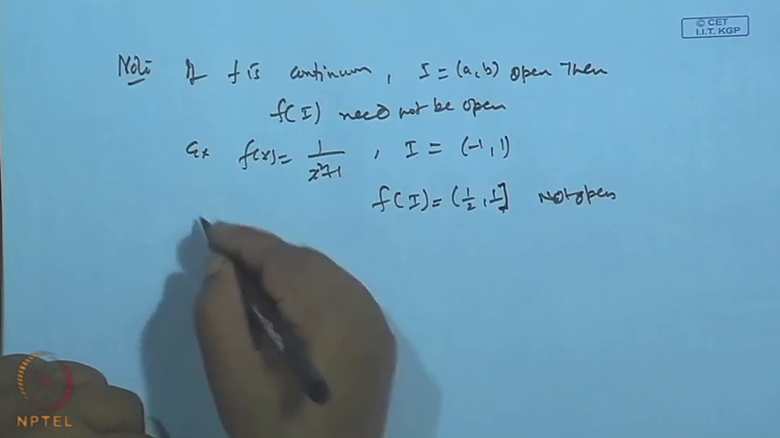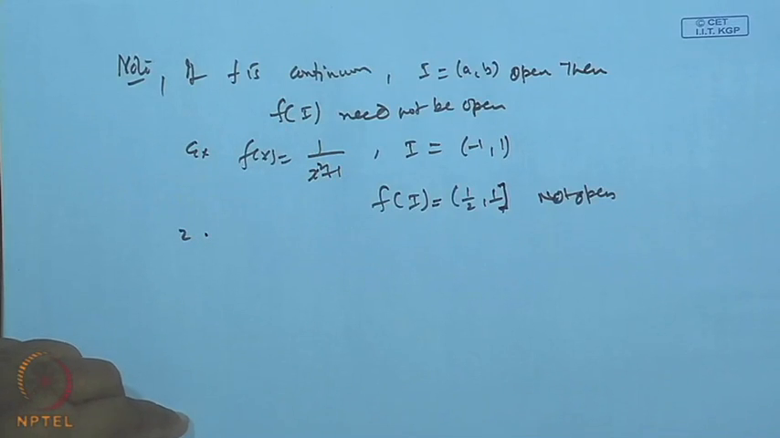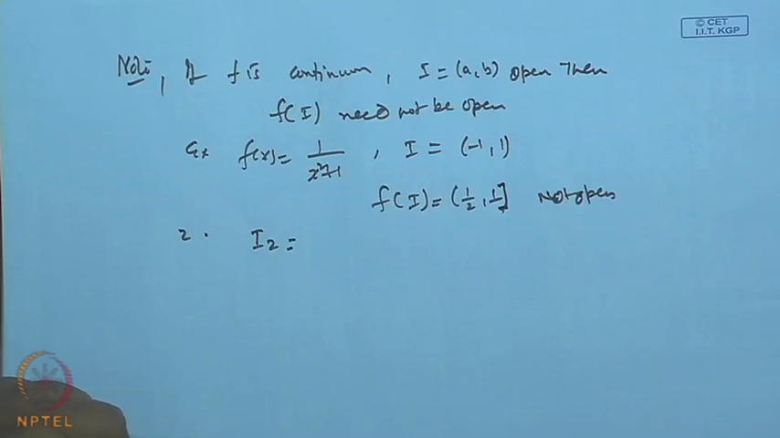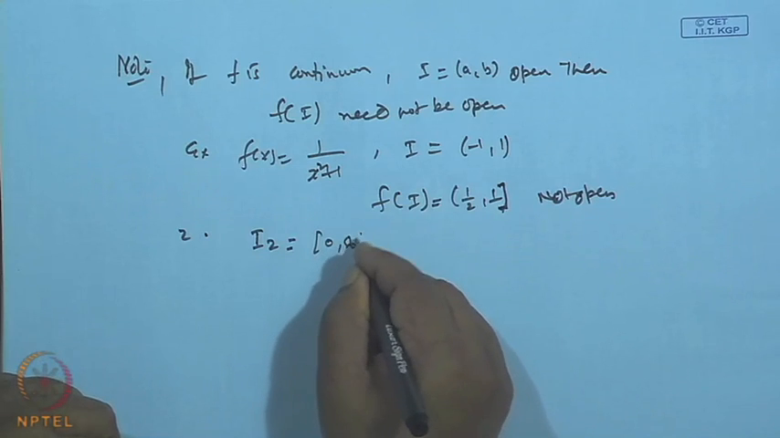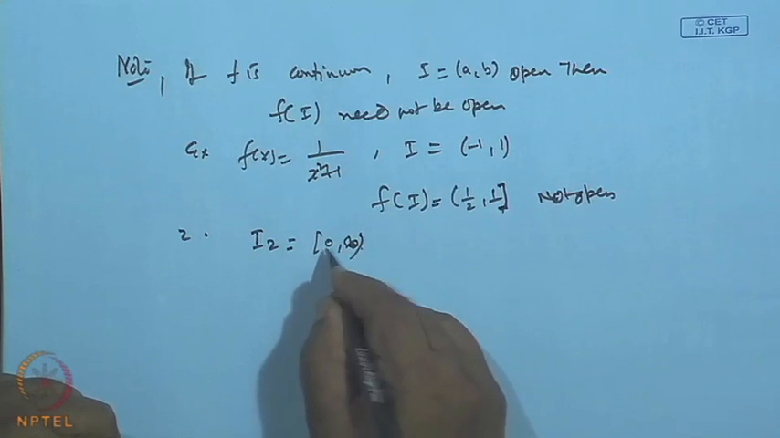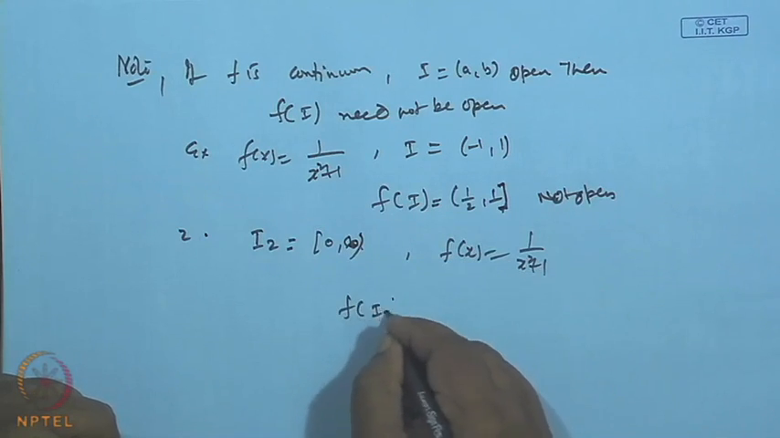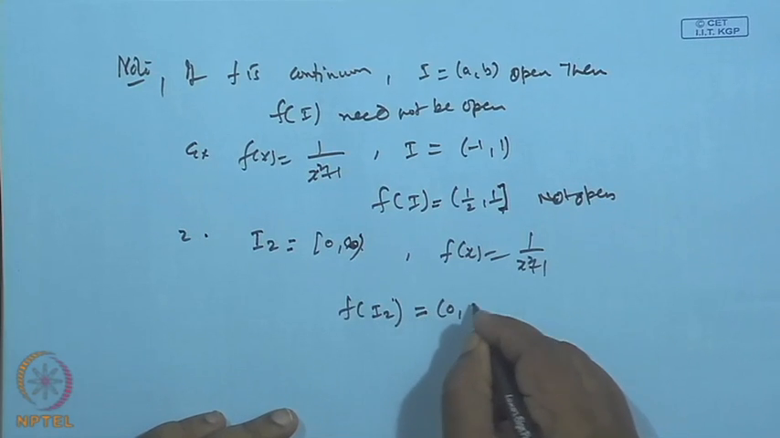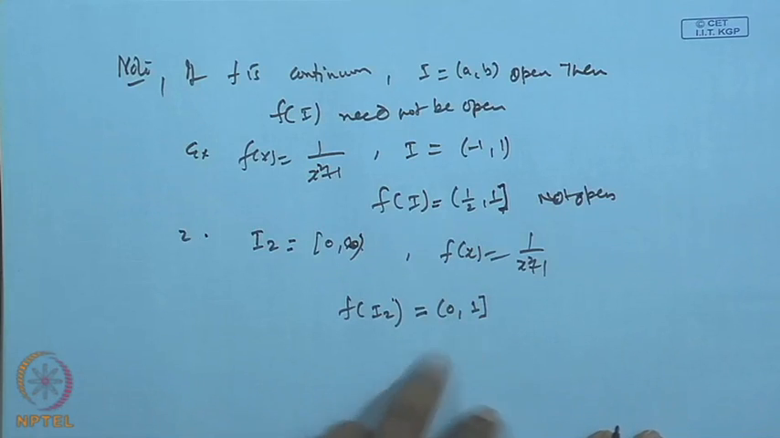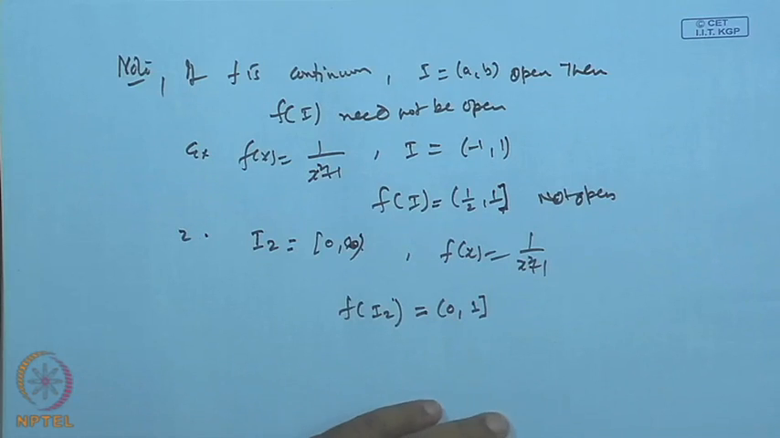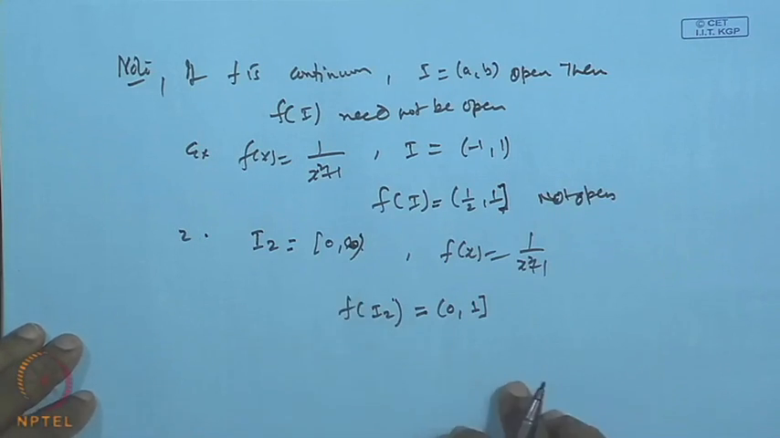Similarly, if we take a semi-closed interval, say I 2 is 0 to infinity, and f of x is x squared plus 1, we see that f of I 2 comes out to be a semi-closed interval, but it is open at this point. So, I 2 is not a closed interval.